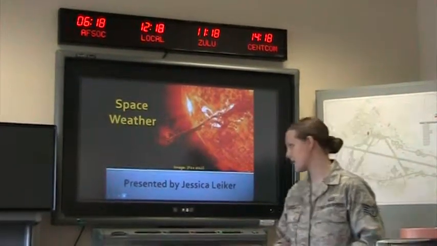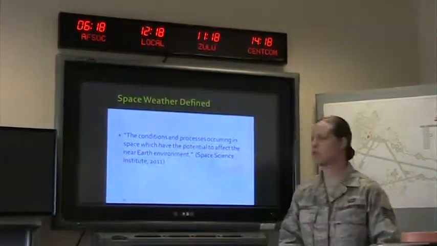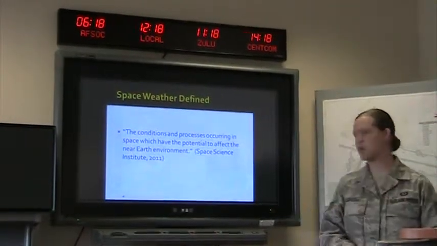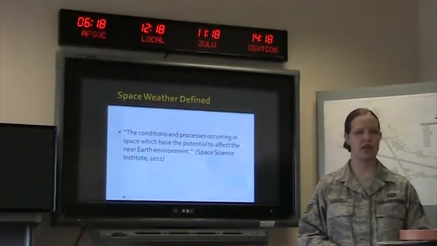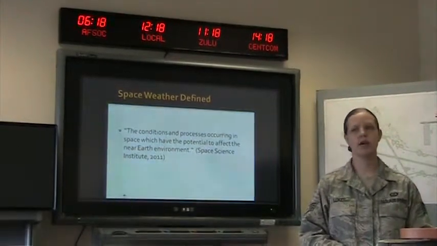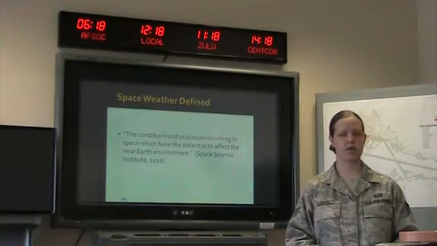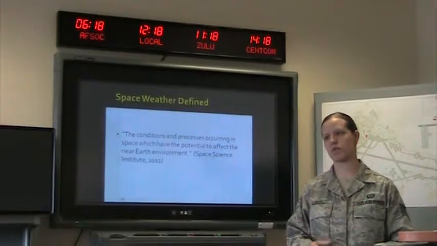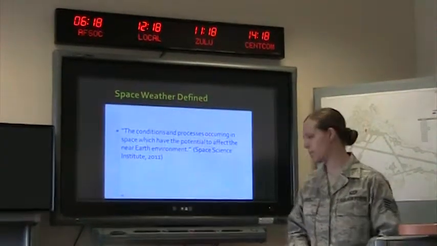First, let's cover the basics. Space weather is defined as the conditions of processes occurring in space which have the potential to affect the near Earth environment. These primarily occur between the Sun and the Earth, however they can also come from outside sources, for example, supernovas.